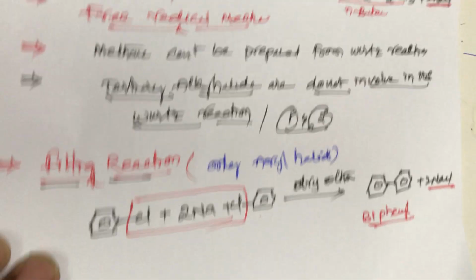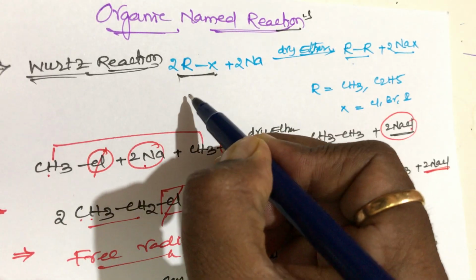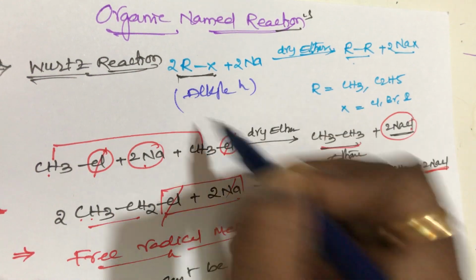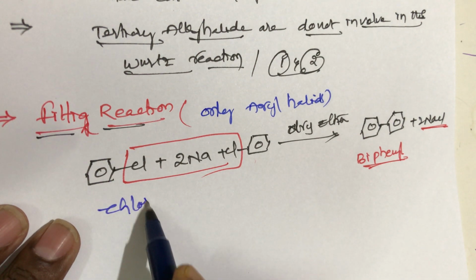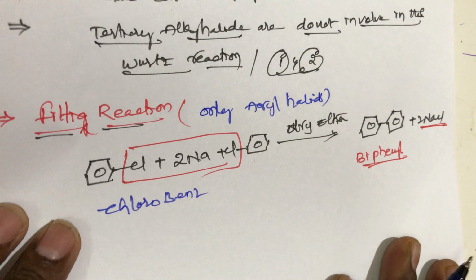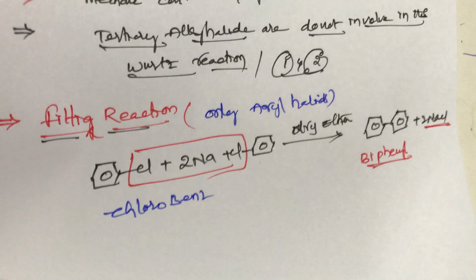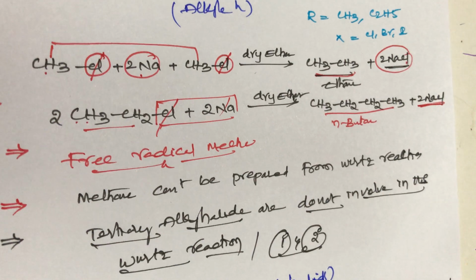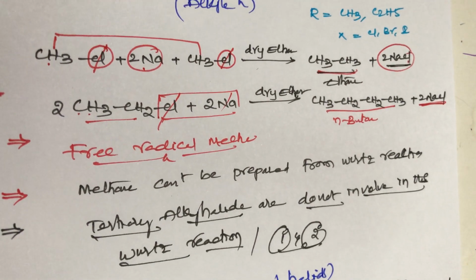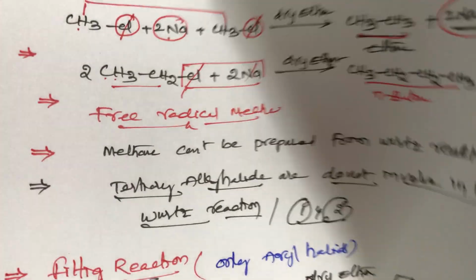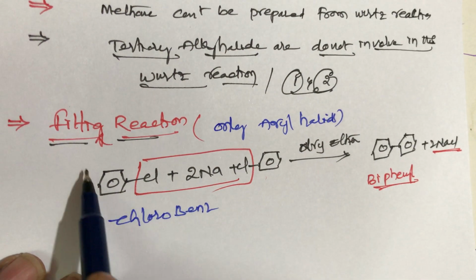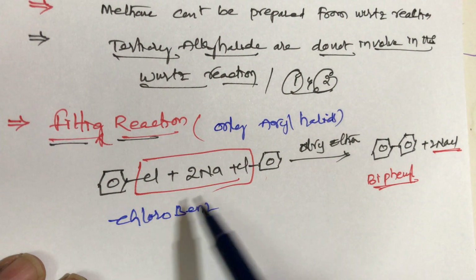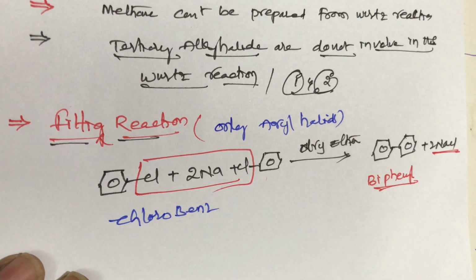In the Wurtz reaction only alkyl halides are involved, but in the Fittig reaction only aryl halide, that is chlorobenzene. This is very important, students. Fittig reaction and Wurtz reaction, what is the difference? In the Wurtz reaction, alkyl means methyl, ethyl, propyl, like that, and halide means halogen. But in the Fittig reaction, aryl means only aromatic compounds like chlorobenzene, bromobenzene, like that. When chlorobenzene reacts with sodium metal in the presence of dry ether, biphenyl is formed.